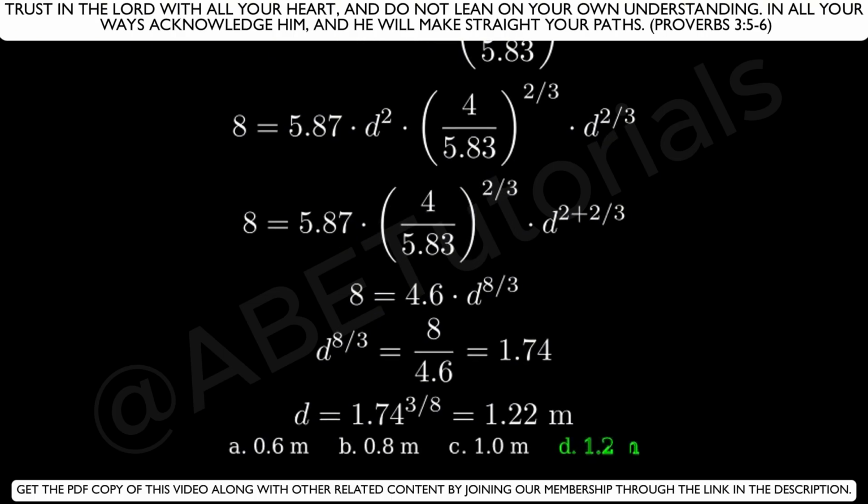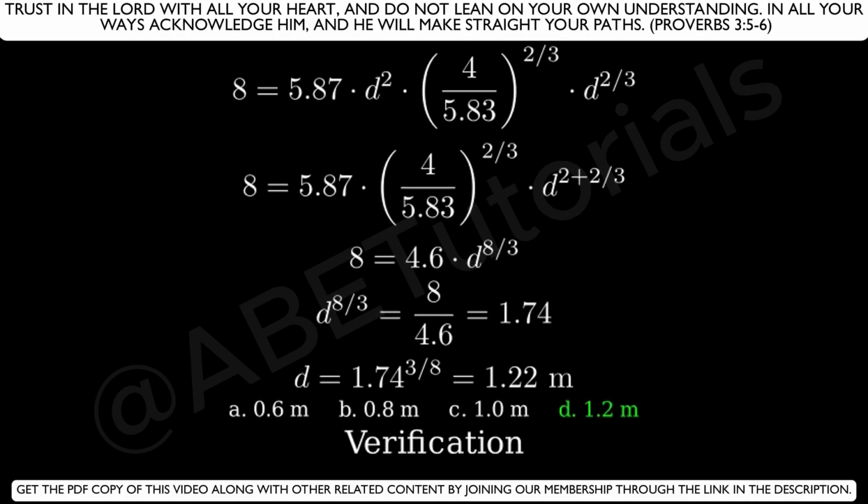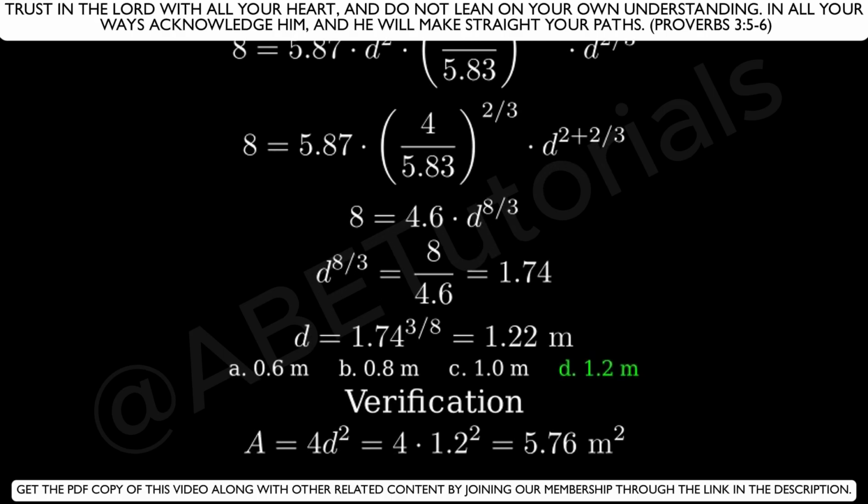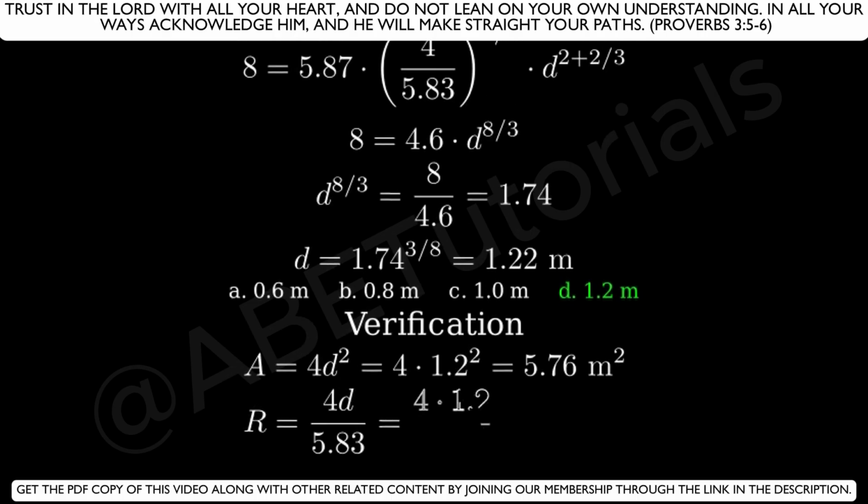Looking back at our options, the closest to our calculated value of 1.22 meters is option D, 1.2 meters. Let's verify this answer by calculating the discharge with d equals 1.2 meters to ensure it can handle the required 8 cubic meters per second. With d equals 1.2 meters and b equals 3d equals 3.6 meters, the area A equals 4d squared equals 4 times 1.2 squared equals 5.76 square meters. The hydraulic radius, R equals 4d over 5.83 equals 4 times 1.2 over 5.83 equals 0.82 meters.